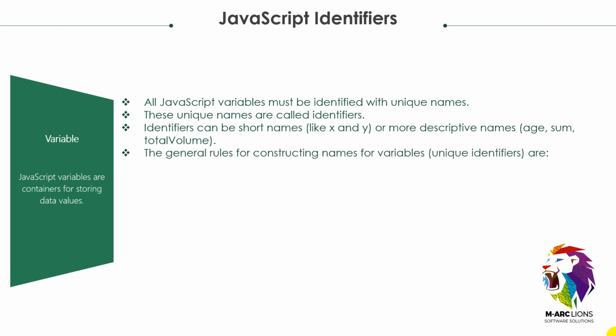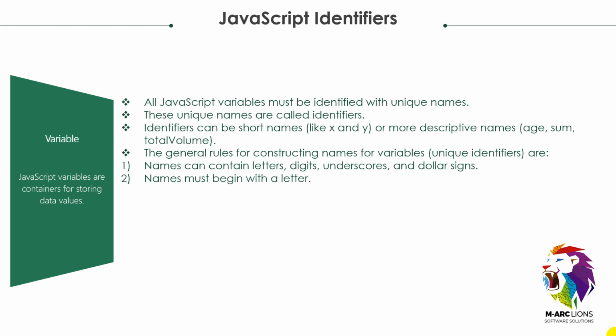The general rules for constructing names for variables are few general rules which we should consider before creating variables or identifiers. Number one: a name can contain letters, digits, underscore, and dollar sign. We are talking about JavaScript, not about other programming languages so far. We can contain letters, we can contain digits like 1, 2, 3, and we can contain underscores and the dollar sign as well.